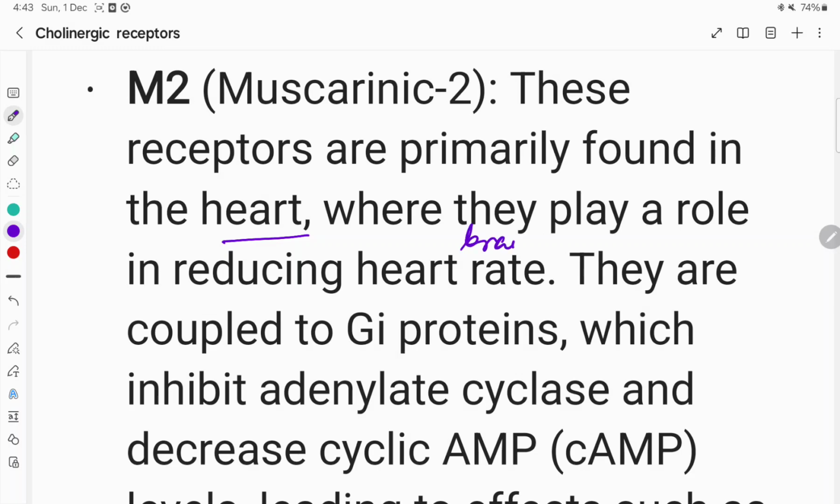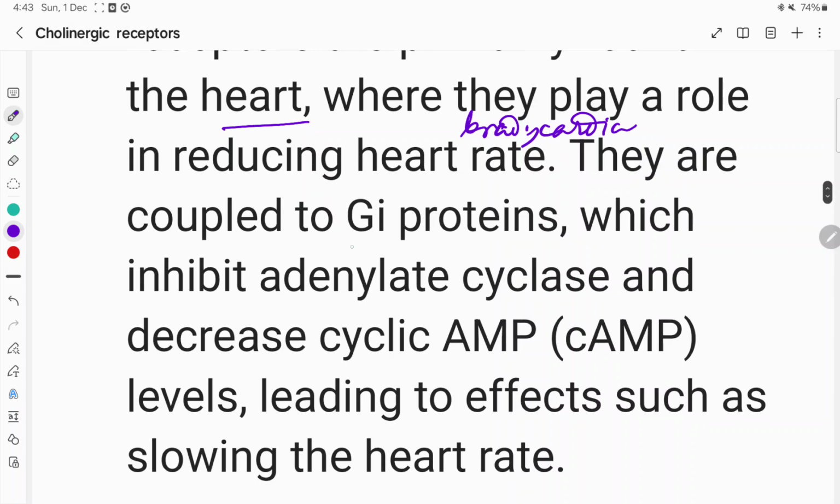Then M2 is primarily found in heart, where they play a role in reducing heart rate, producing bradycardia. They produce bradycardia and decrease in heart rate because they are coupled with Gi proteins which inhibit the enzyme adenylate cyclase and decrease cyclic AMP.